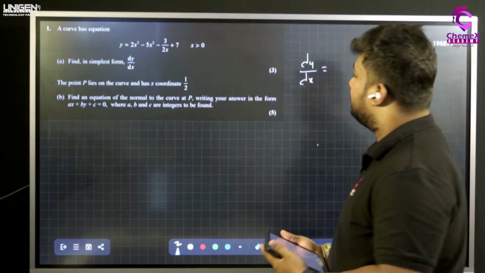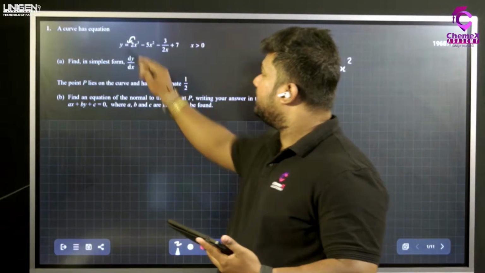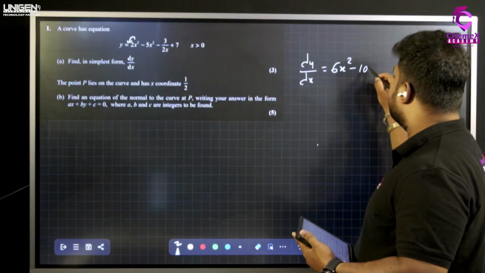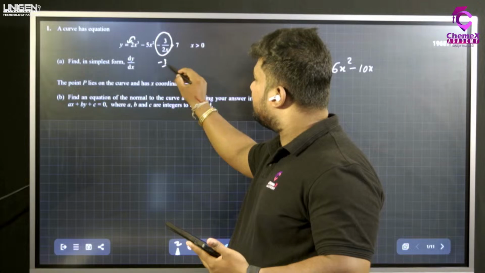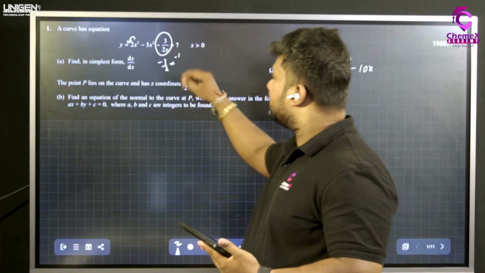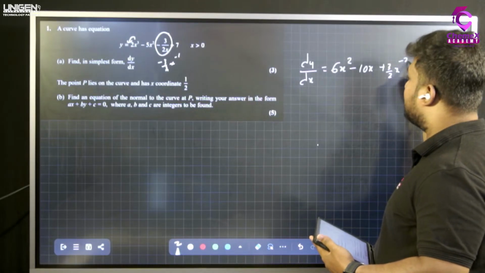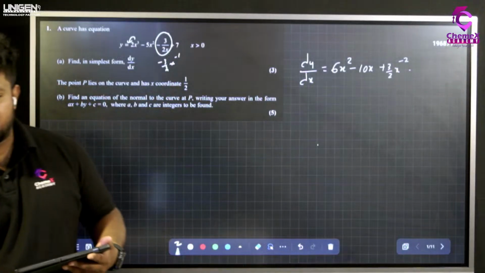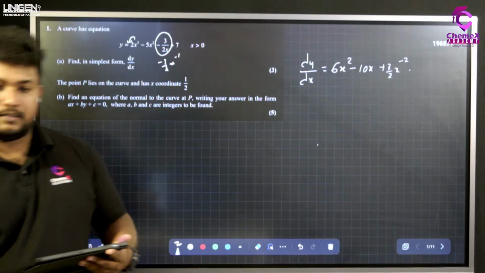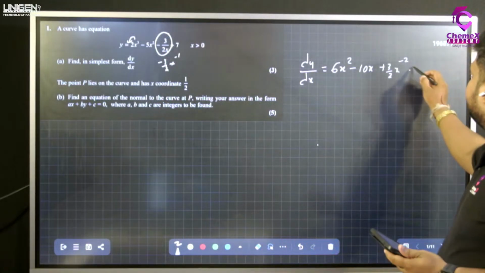What did you get? 6x squared. Why? You multiply 3 by 2 minus 10x. And this you can write as minus 3 over 2 x to the power minus 1. So it's plus 3 over 2 x to the power minus 2. And 7 doesn't come, right? Okay. So that's the first answer.